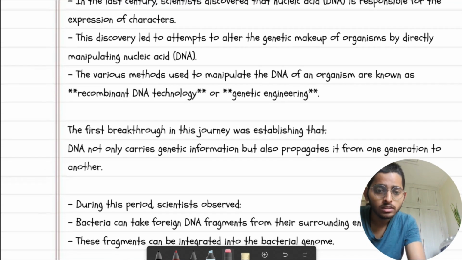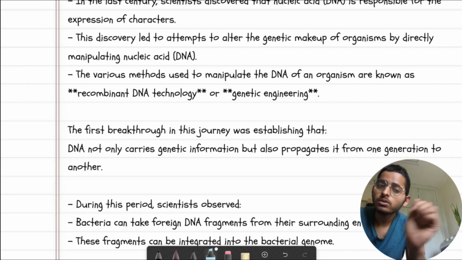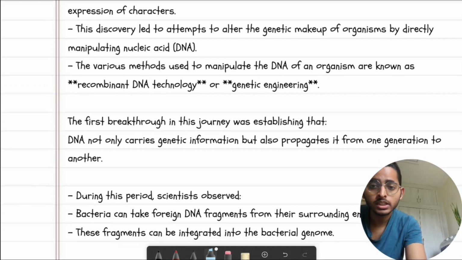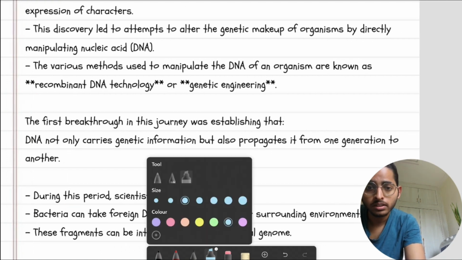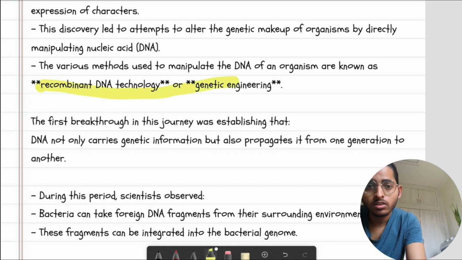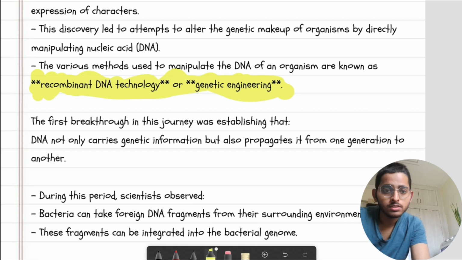The first breakthrough in this journey was that DNA is not only the element responsible for carrying the genetic information, but it is also the element responsible for propagating it. And this is a cherry point. This is a point to remember. This is a really important point. I mentioned that rDNA technology and genetic engineering are the name of the same thing. Naam anek, banda ek. The first breakthrough in this journey was establishing that DNA not only carries genetic information, but also propagates it.